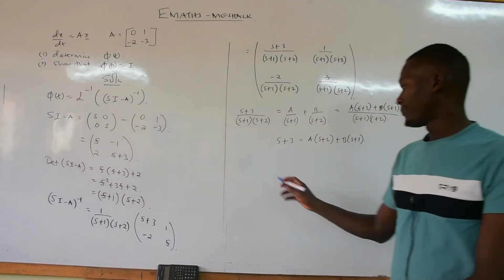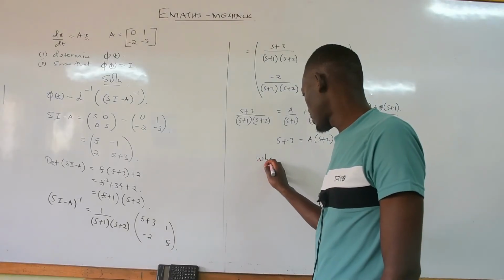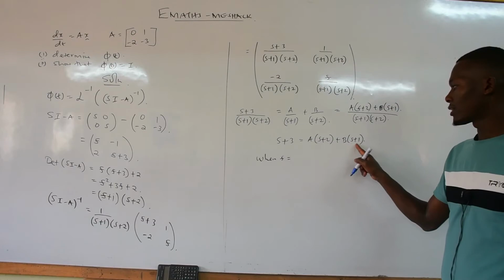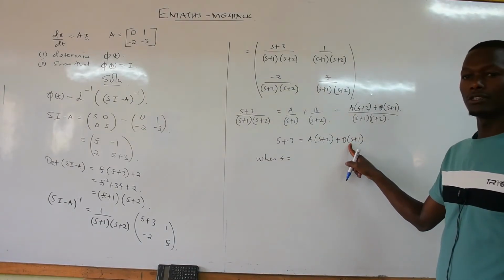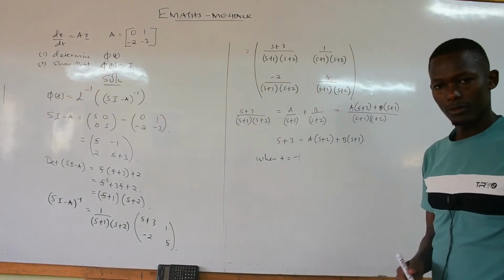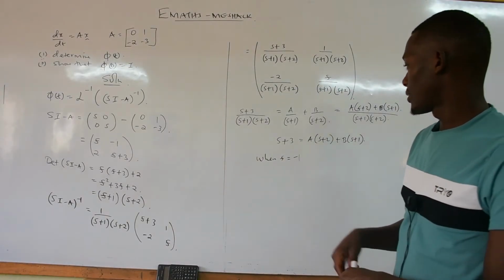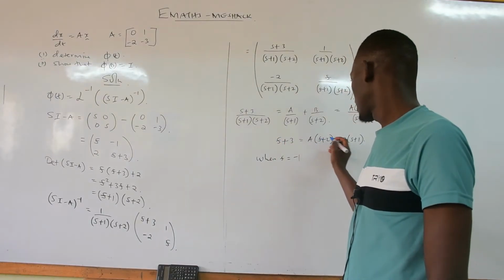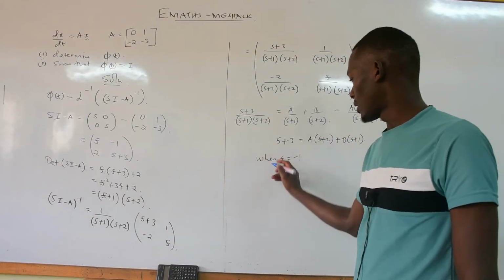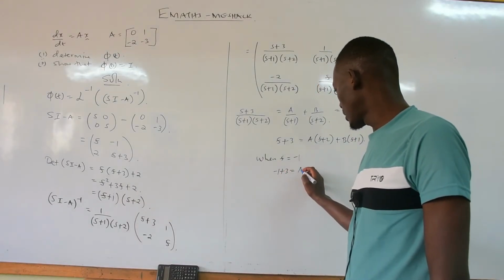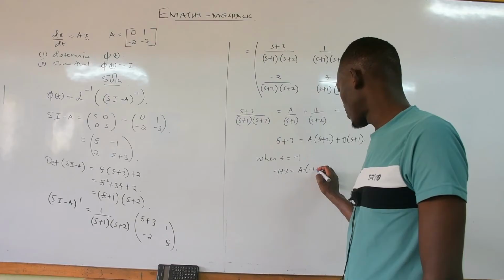So we'll say when s equals to, the only way to make this term here 0, I'll have negative 1 here, okay? So when s is negative 1, what will I have? Every place you have an s, replace it with negative 1. So we'll have negative 1 plus 3 equals a over negative 1 plus 2.